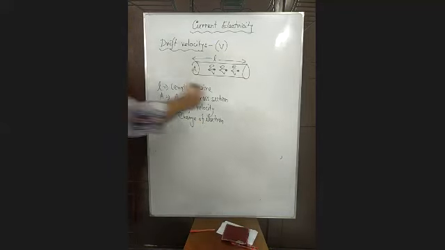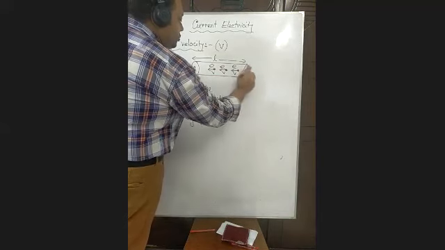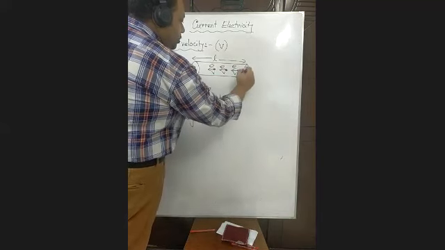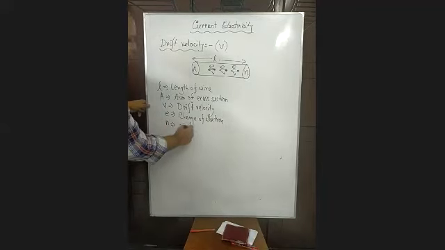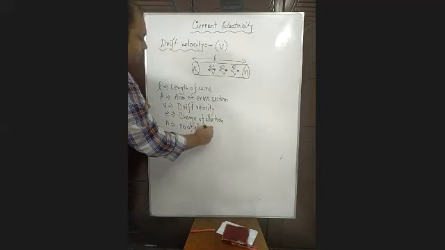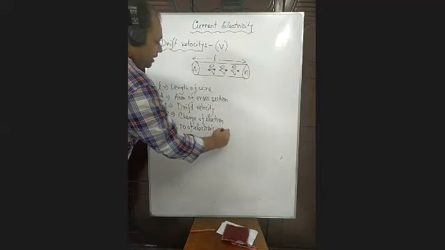Another thing we have to denote here, I am giving a symbol here, n. n is the number of electrons per unit volume.